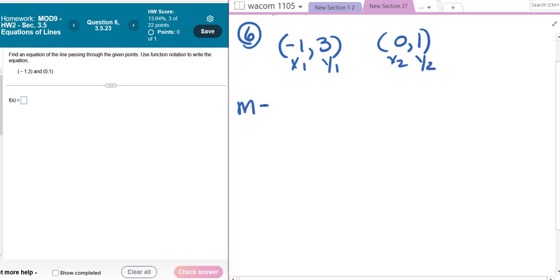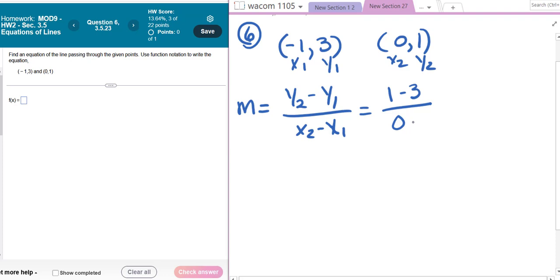So we'll remember our formula, change in y's over change in x's, and plug in. So y2 is 1 minus y1, which is 3. x2 is 0 minus a negative 1. So minus a negative makes plus. And we'll clean up. So we have negative 2 over 1, which is negative 2.